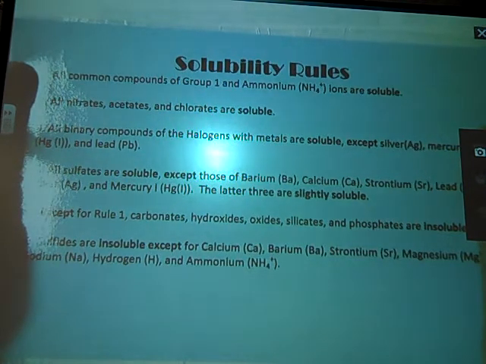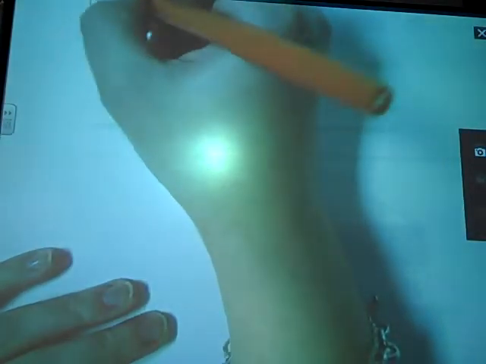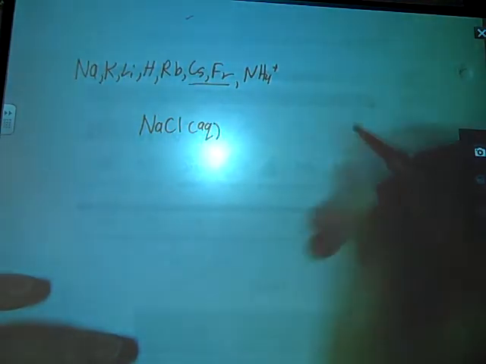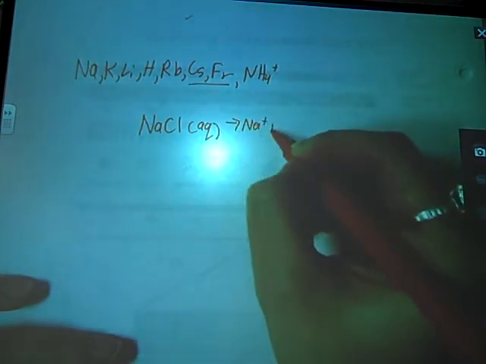Rule 1 says that all common compounds of group 1 and ammonium, NH4, are soluble. This means that any compound containing a group 1 ion, so sodium, potassium, lithium, hydrogen, rubidium, cesium, francium, you won't really see these last two too much, or the NH4 ion, if you see those, it's soluble, good to go. So, ammonium chloride, we already said it is soluble. It breaks into ions when put in water.